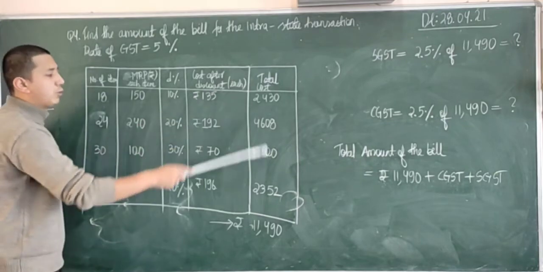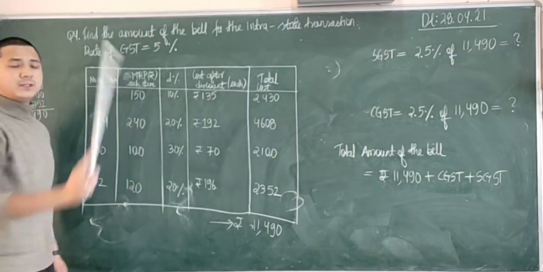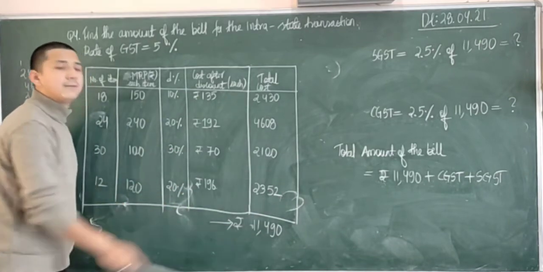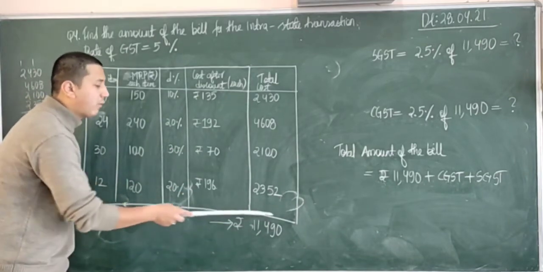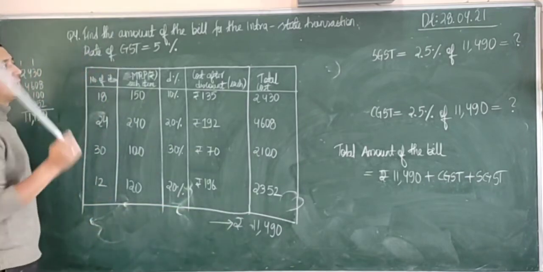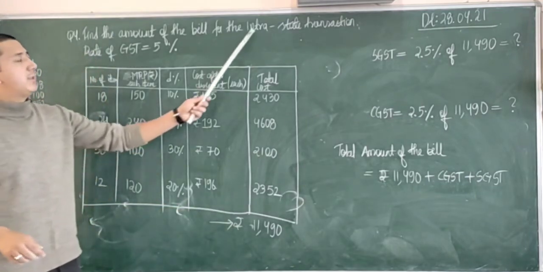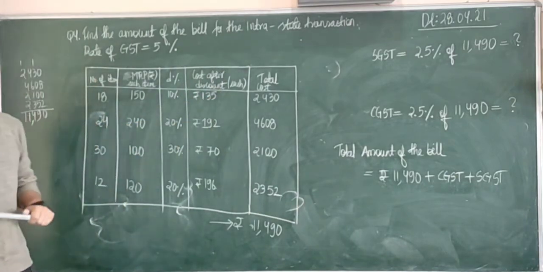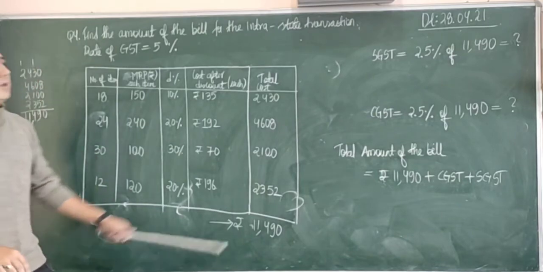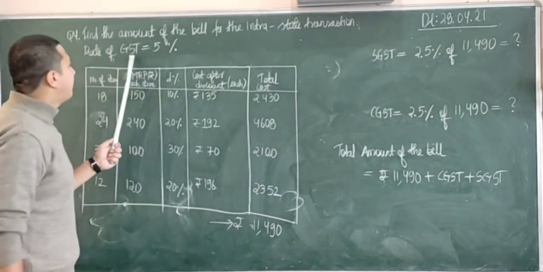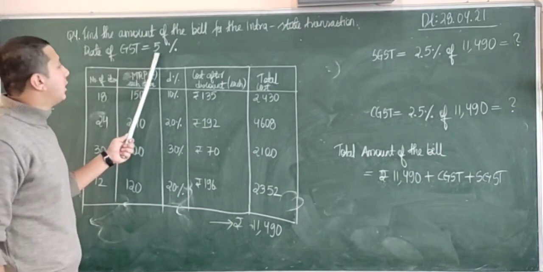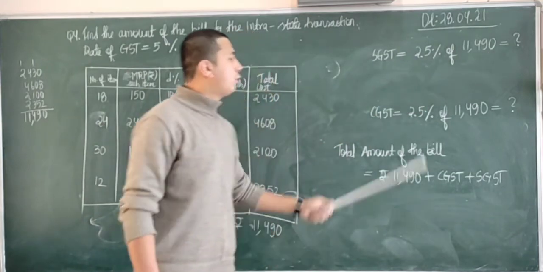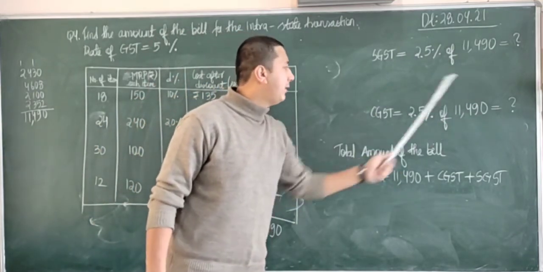So this last column is very important for us again because we have to add. After adding all this, you will get 11,490. On this price 11,490, we have to calculate the GST. Remember that the GST out here is an intrastate transaction, so we need to calculate SGST and CGST. SGST will be 2.5% because half of 5 is 2.5. So calculate 2.5% of 11,490 for CGST.